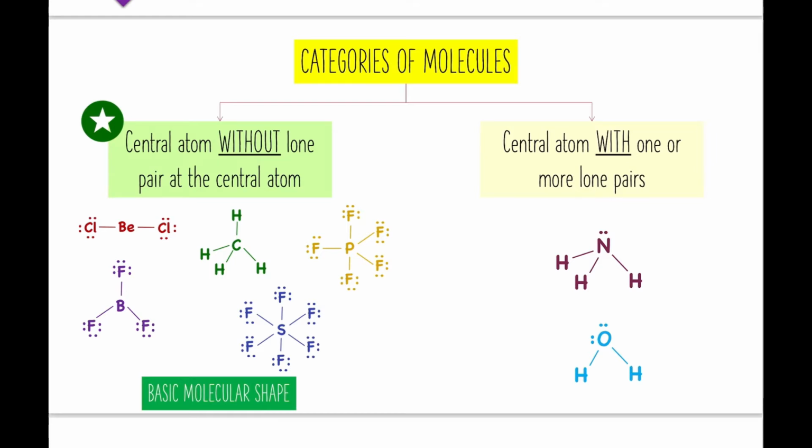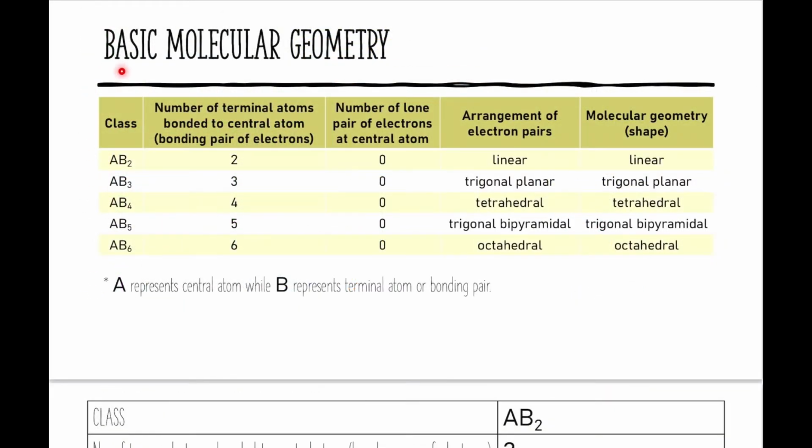In this video, we are going to discuss the first category of molecules with no lone pair at the central atom. Here are the 5 basic molecular geometries. The first class is AB2 with 2 bonding pairs at the central atom with no lone pair at all. Therefore, the electron pairs will arrange themselves in a linear fashion. Therefore, the molecular geometry for this class is linear as well.